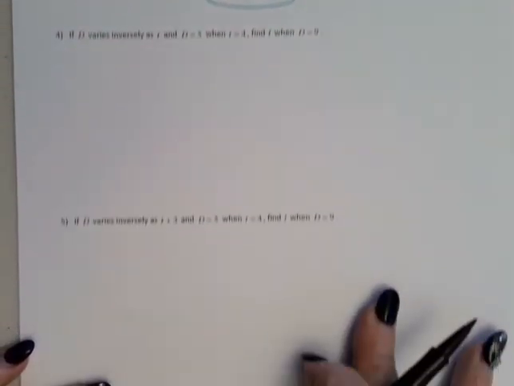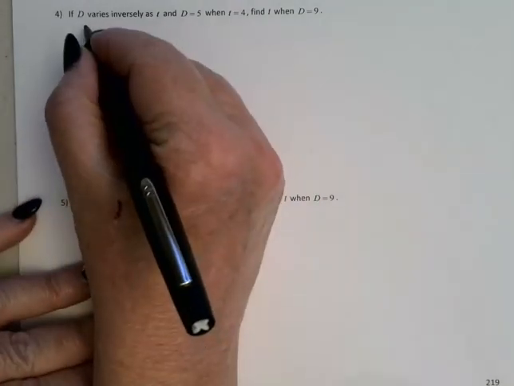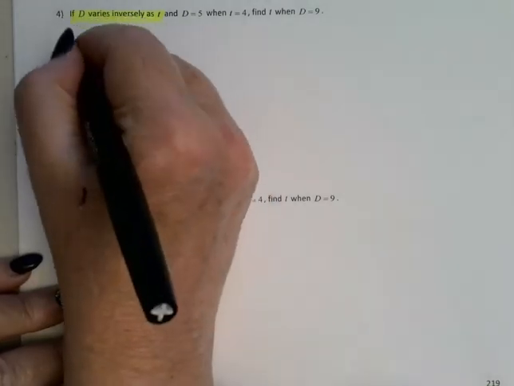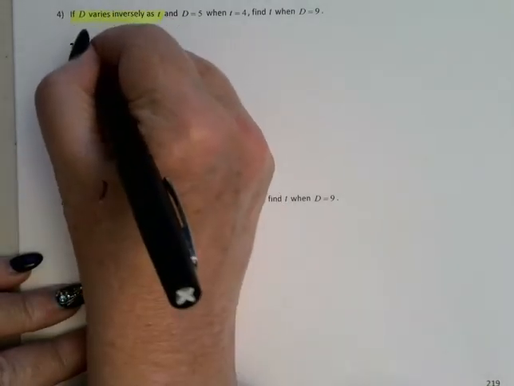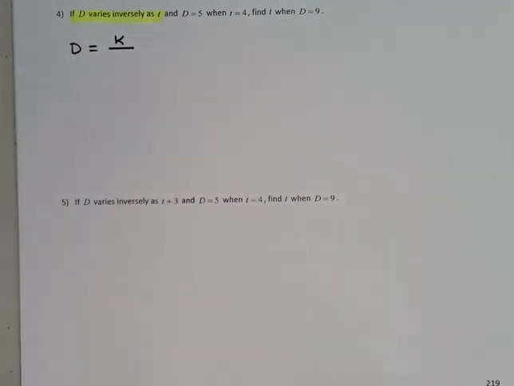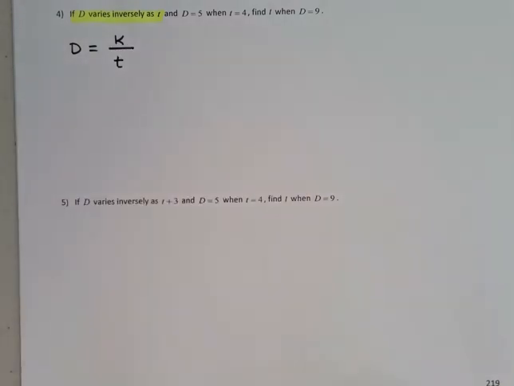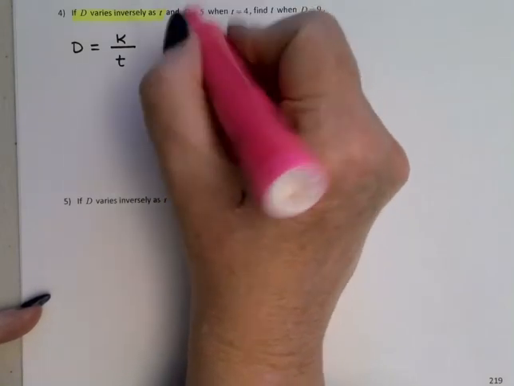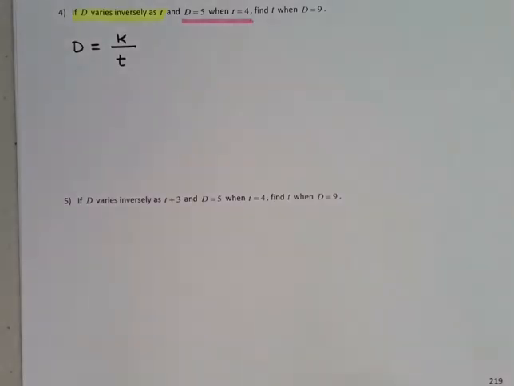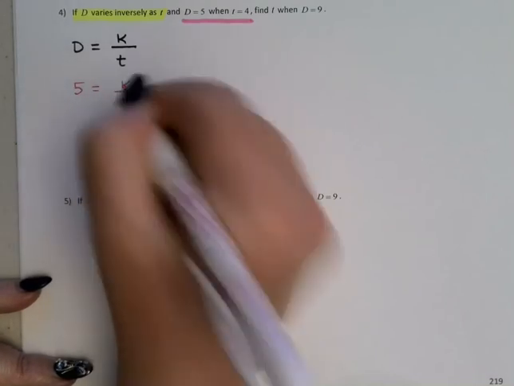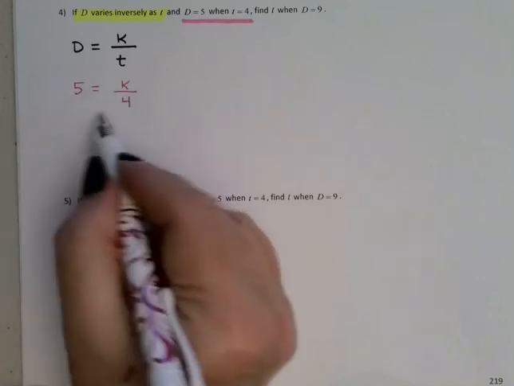The same thing goes for inverse variation. Here I have d varies inversely as t. So d varies inversely, so that's going to be k divided by something this time. And specifically, it's varying inversely as t. All right, next information I'm given is going to help me find k. So d is 5 when t is equal to 4. So 5 for d, 4 for t.